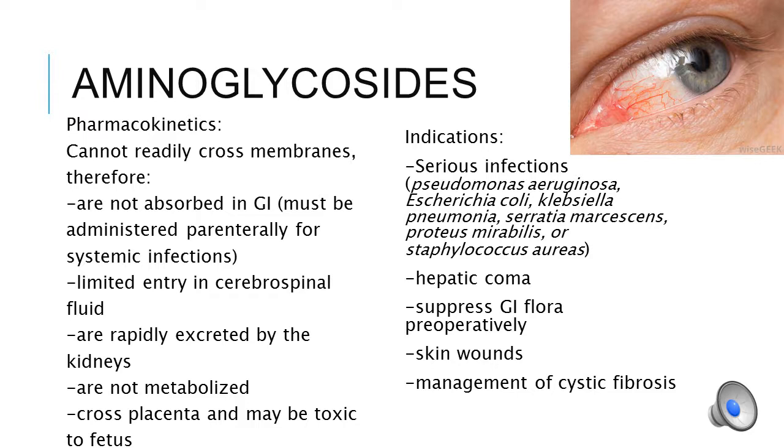Pharmacokinetics of aminoglycosides. These antibiotics are highly polar cations. Their strong positive charge inhibits them from readily crossing membranes. That being said, much of the antibiotic, when administered orally, stays within the GI tract. In cases of systemic infection, these drugs must be administered parenterally.